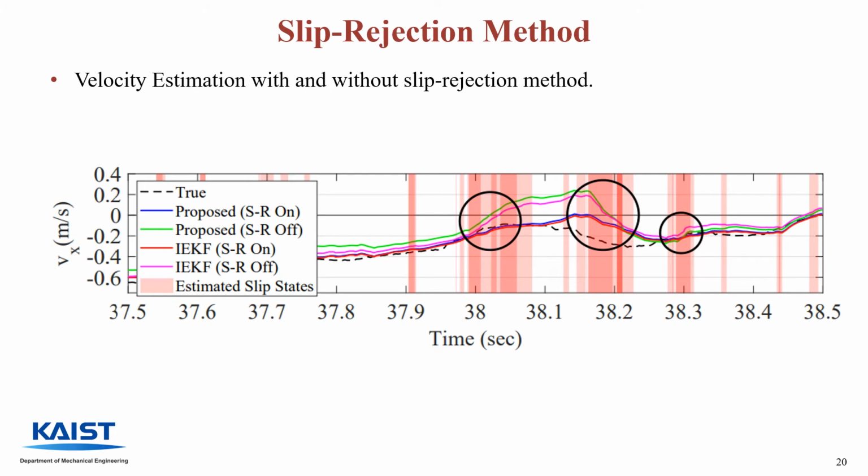We can find the effect of the slip rejection method from this graph, where the red region means estimated slip states. As the red region becomes darker, it means that more feet are slipping. The estimated velocity with the slip rejection method has less error when many feet are slipping, like the black circled region.